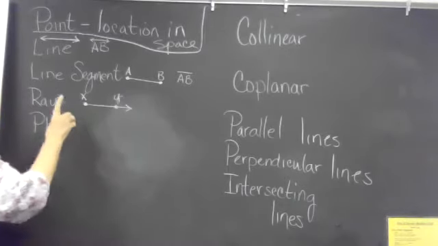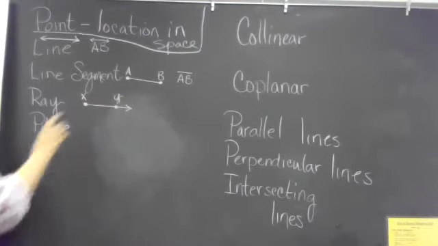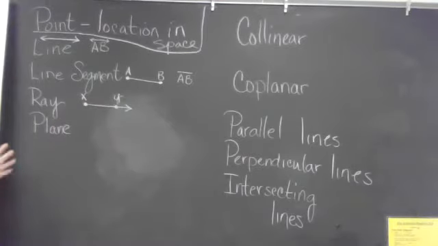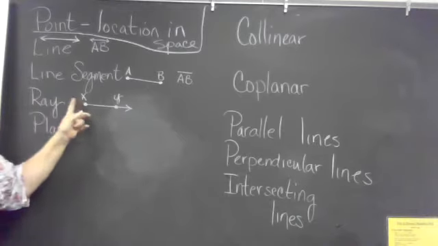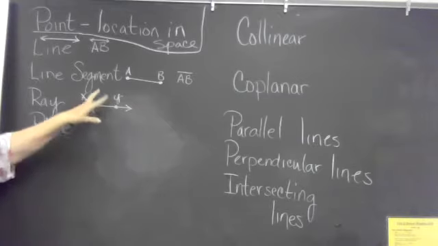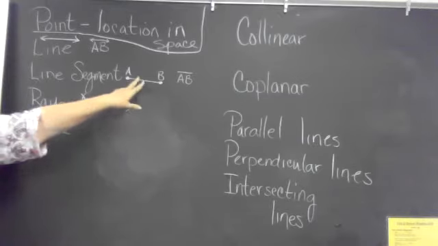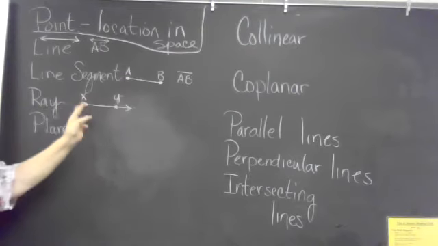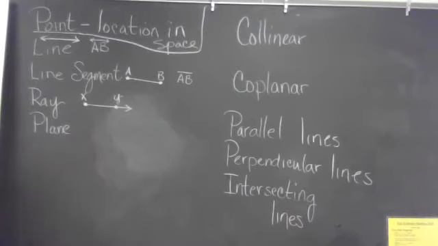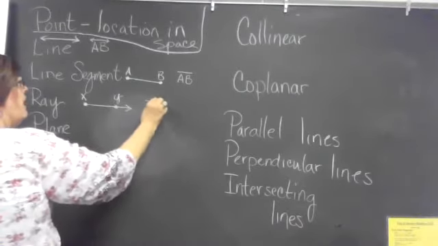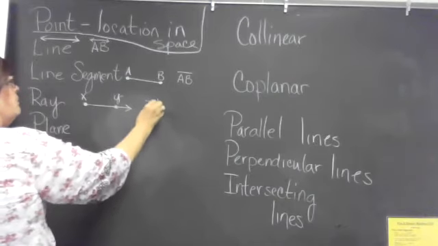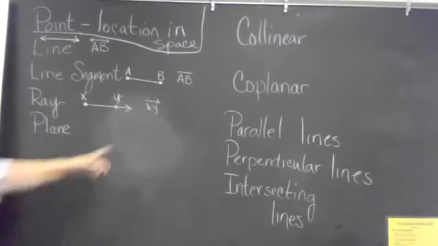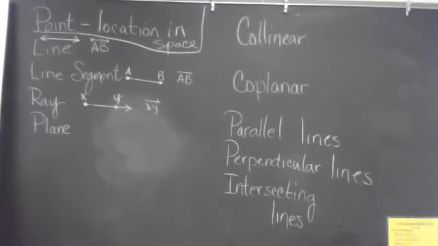This is called ray XY. Now, when you name a ray, make this note somewhere. When you name a ray, you always start with the endpoint letter first. It can't be named backwards. This one could be segment BA, but the ray can't. It always starts with the endpoint. So you would indicate this as ray XY. The first one will always be the endpoint of the ray.